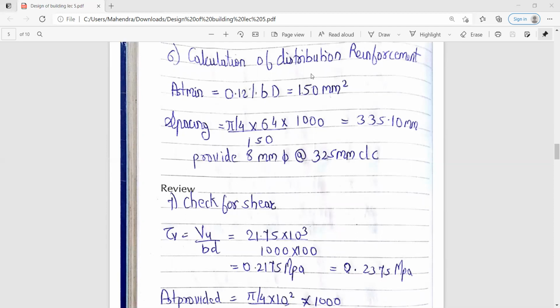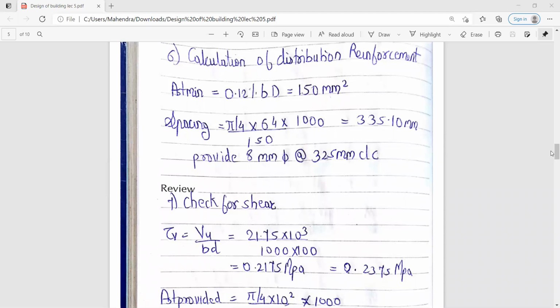And again for calculation of spacing, you need to take 8 mm diameter bar. For distribution reinforcement you have to take 8 mm diameter bar, and for main reinforcement mostly you will take the bar of 10 mm diameter. So for distribution you have used 8 mm diameter bar. So pi by 4 into 8 square upon AST minimum into 1000. From that you get spacing 335.10 mm. So you have to provide 8 mm phi at the rate of 325 mm center to center.